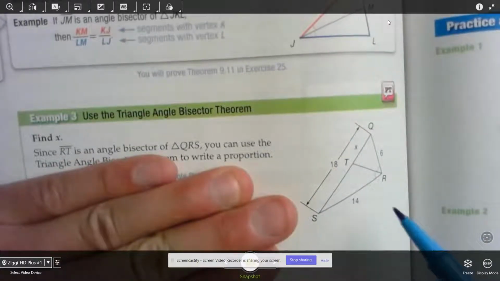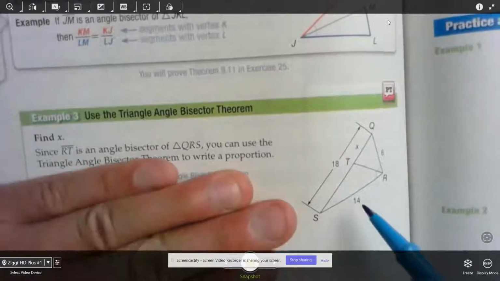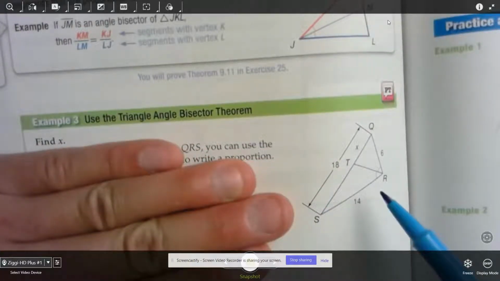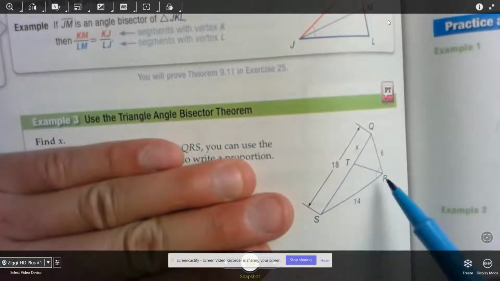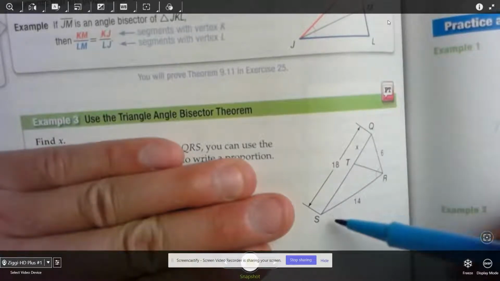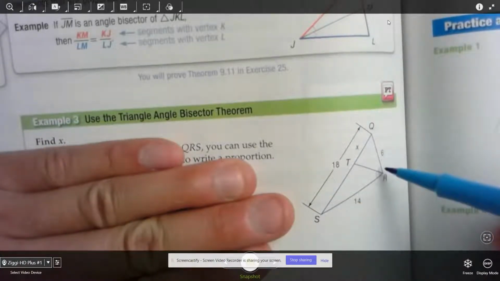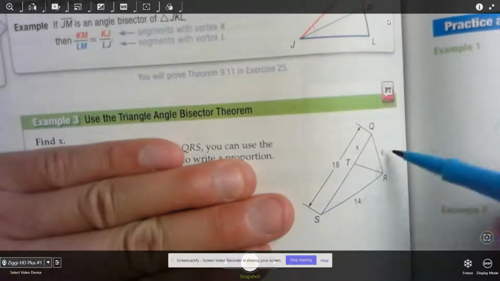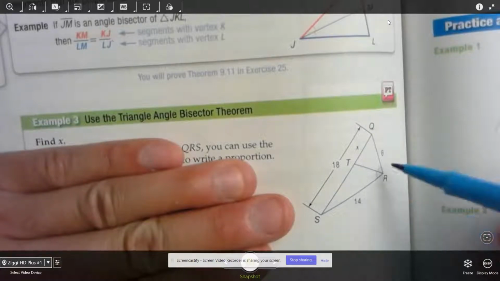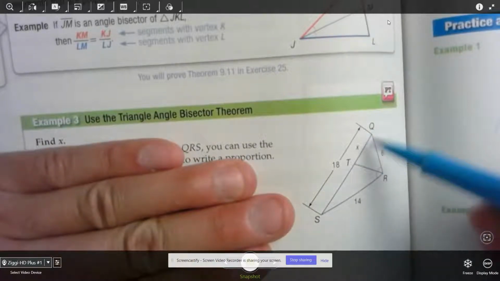So this is basically a similar situation where you need to find X in this triangle given only one thing, that you know that TR is going to be the angle bisector. It bisects the angle R to the other side of QS. So basically what this is saying is I know that the ratio of SR to QR, or QR to SR, doesn't really matter, 14 to 6, 14 divided by 6, or 6 divided by 14, will be the same as if I compared the lengths of QT and ST.